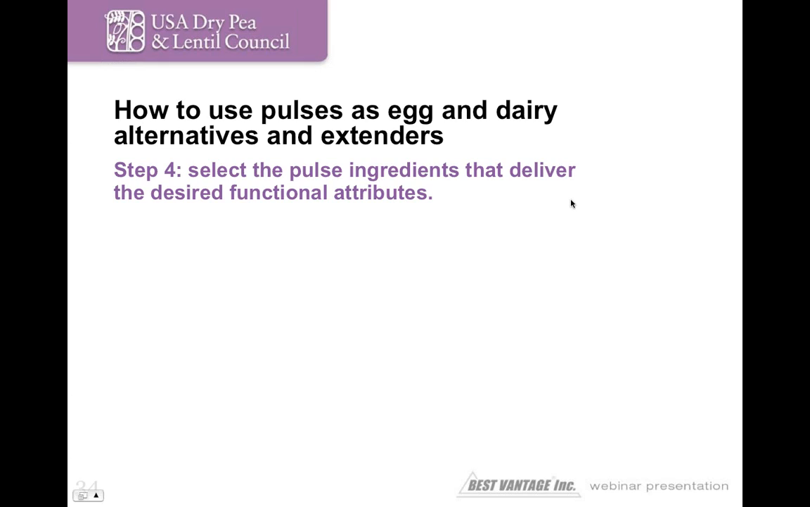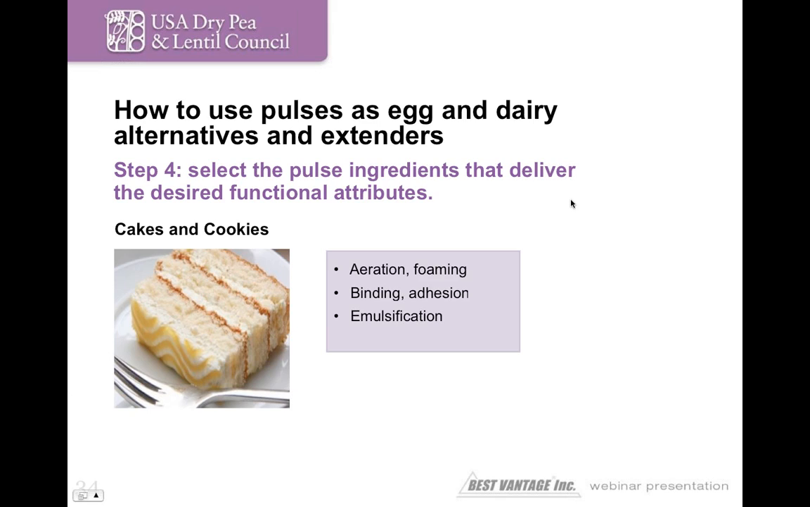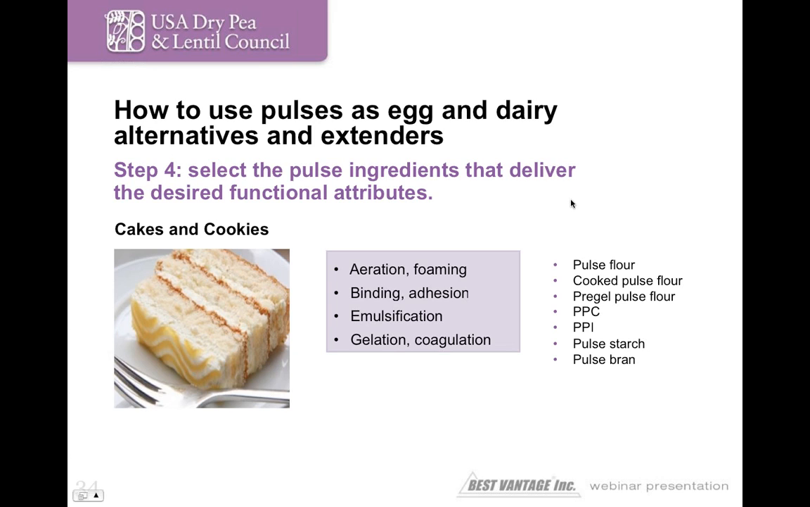So, step four, what we want to do now is select those pulse ingredients that deliver the desired functional attributes. Let's start with cakes and cookies, for example. In cakes and cookies, dairy and egg ingredients contribute aeration and foaming, binding and adhesion, emulsification, gelation, and coagulation. While the pulse ingredients that provide these qualities include pulse flour, cooked pulse flour, pre-gelatinized pulse flour, pea protein concentrate, pea protein isolate, pulse starch, and pulse bran. That gives us quite a choice of ingredients from which to choose our egg and dairy replacement.